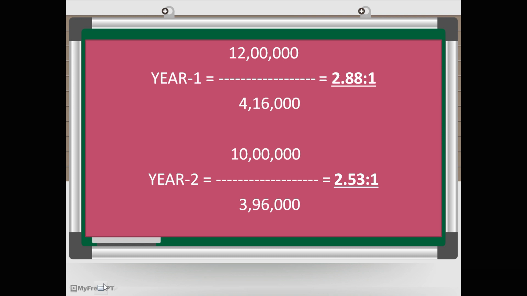And in the second year, sales 10 lakhs divided by fixed assets for the second year, 3,96,000. It gives us 2.53:1. So all three turnover ratios are covered in this sum: fixed assets turnover ratio, current assets turnover ratio and total assets turnover ratio.